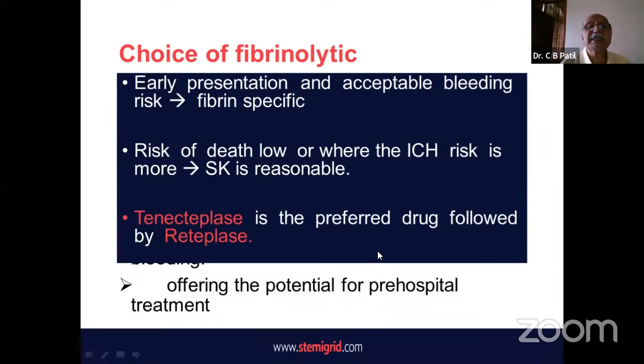So in early presentation and acceptable bleeding risk, fibrin-specific agents like tenecteplase, reteplase, or alteplase are preferred. Where risk of death is low, or for example where the risk of intracranial hemorrhage is more, then give streptokinase only. Avoid the fibrin-specific agents. Tenecteplase is the preferred drug, followed by reteplase as bolus agents, preferably under 75 years of age.